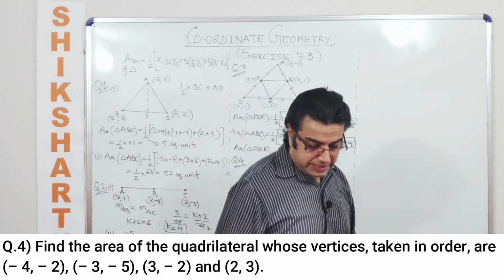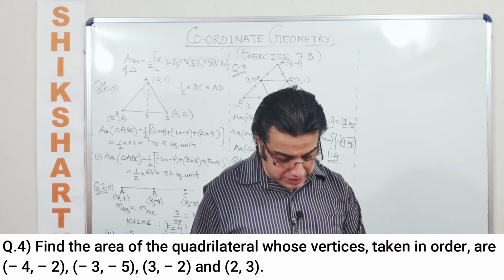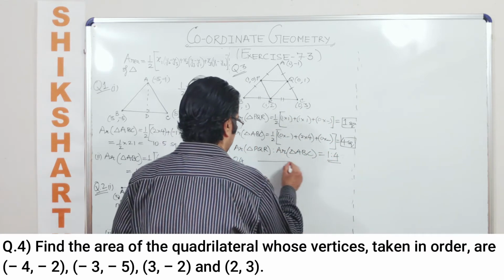Now question number 4 says, find the area of the quadrilateral whose vertices are taken in the same order. So let us say that there is a quadrilateral.